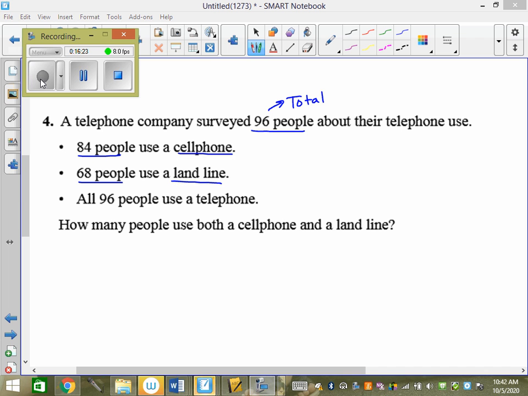So this one says all 96 people use a telephone. A landline and cell phone are telephones. Landline is your home phone. Cell phone is your cell phone, right? So they're a telephone. So I'm telling you there's 96 people total, and all 96 use a telephone. So I indirectly told you how many are in neither. 0.